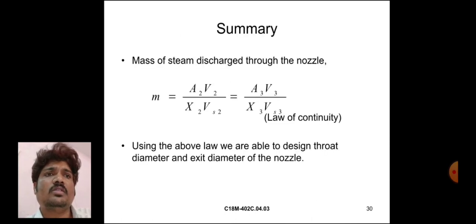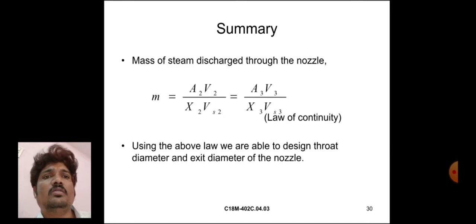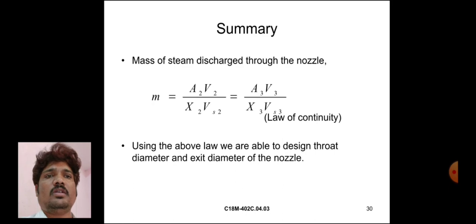Summary: in this class we have learned about the mass of steam discharged through the nozzle. M is equal to A2 V2 by X2 Vs2, A3 V3 by X3 Vs3, the law of continuity. Using this law, we are able to design the throat diameter and exit diameter of the nozzle.